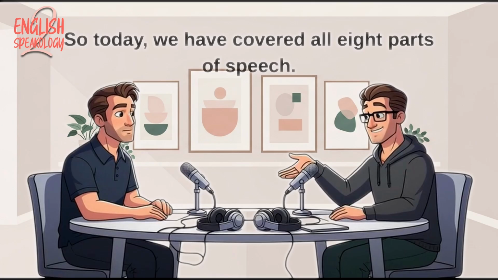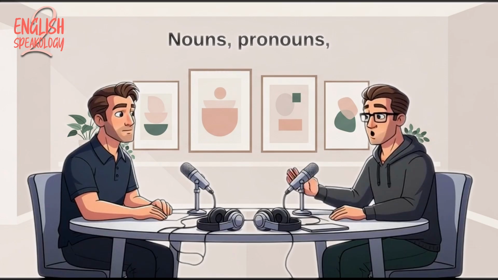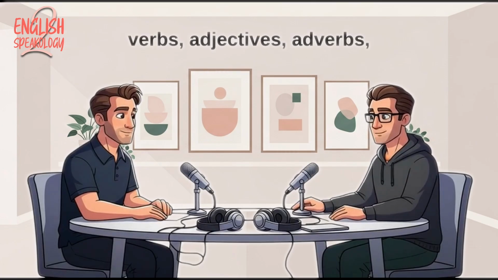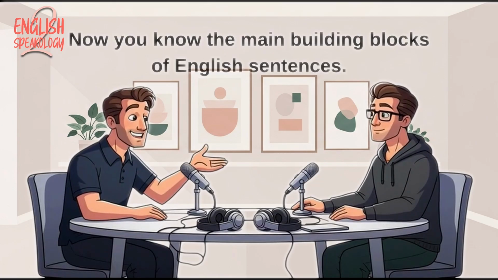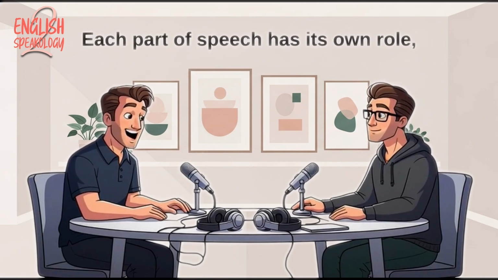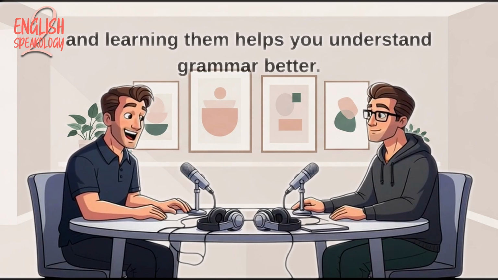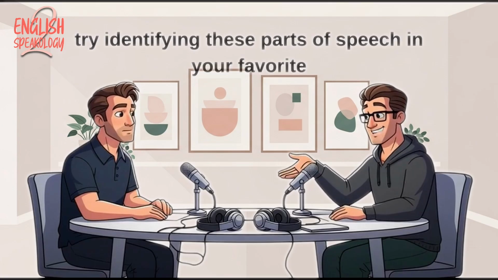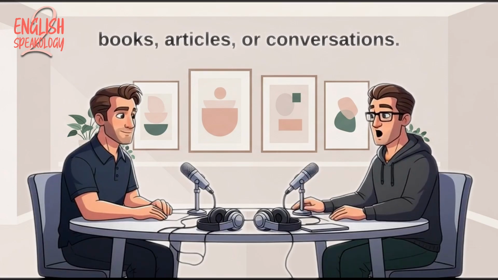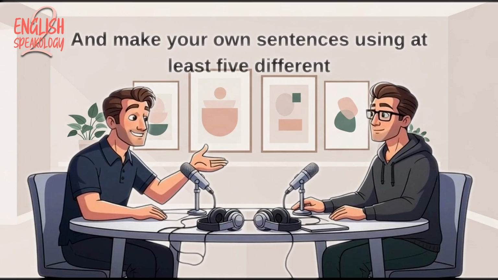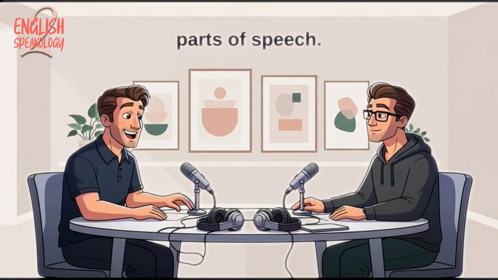So today, we have covered all 8 parts of speech: nouns, pronouns, verbs, adjectives, adverbs, prepositions, conjunctions, and interjections. Yes, now you know the main building blocks of English sentences. Each part of speech has its own role, and learning them helps you understand grammar better. To practice, try identifying these parts of speech in your favorite books, articles, or conversations. And make your own sentences using at least 5 different parts of speech.